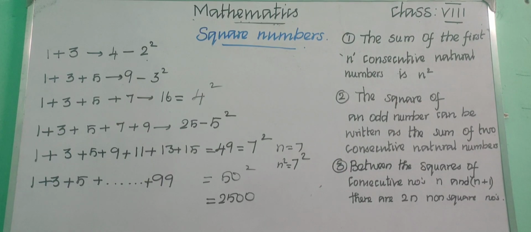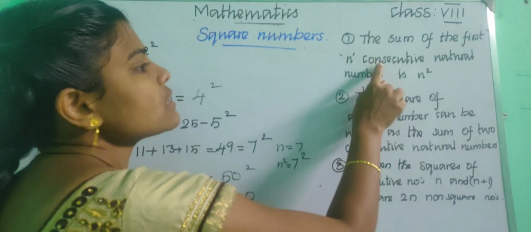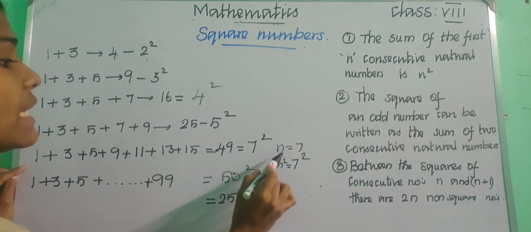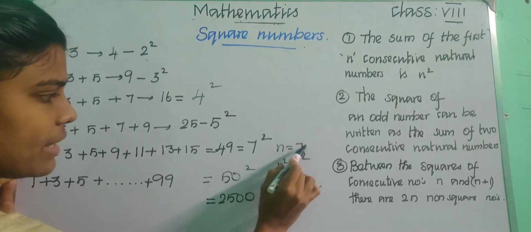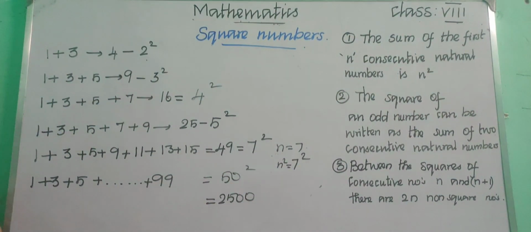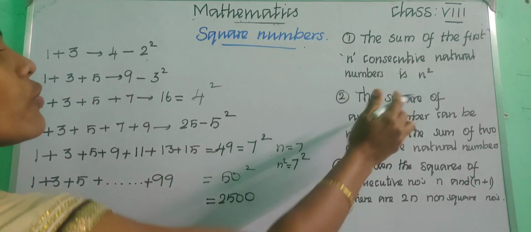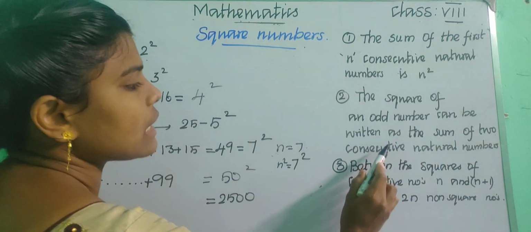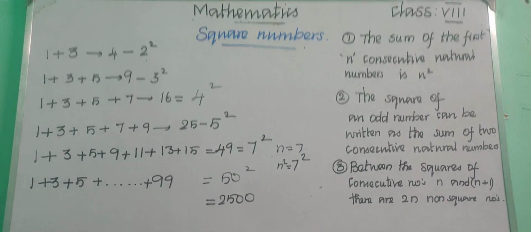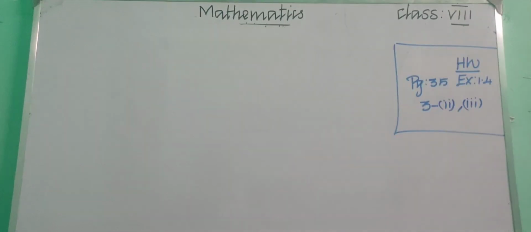Is it clear? So this is the first property here. The sum of the first n consecutive odd natural numbers is n squared. Here n is 7, so it is n squared, that is 7 squared. Is it clear? So let us see the next property. The square of an odd number can be written as the sum of two consecutive natural numbers. Okay, children, so what is an odd number?